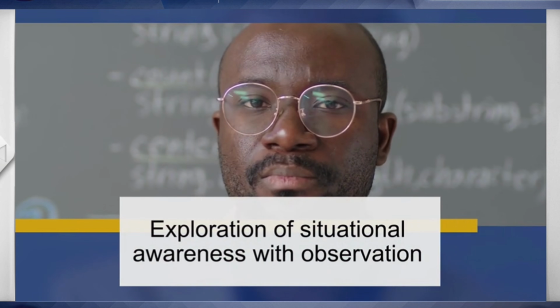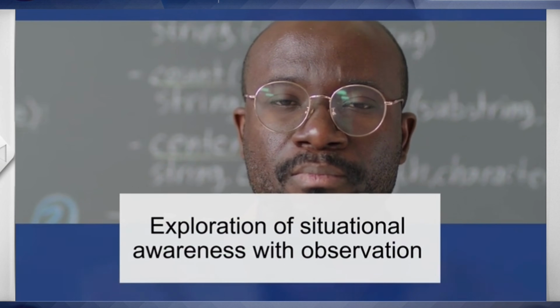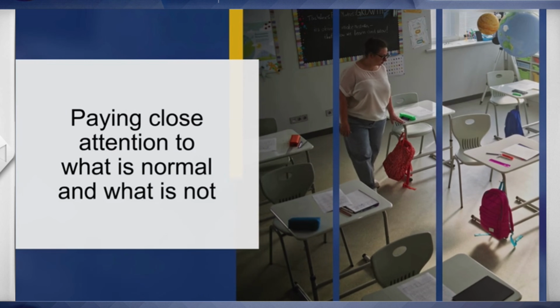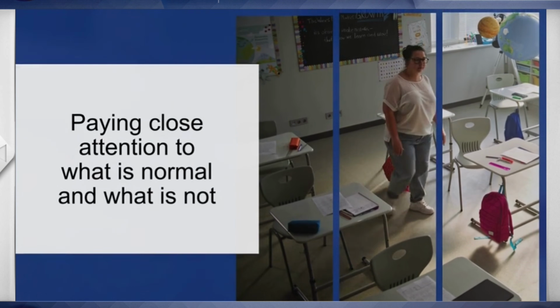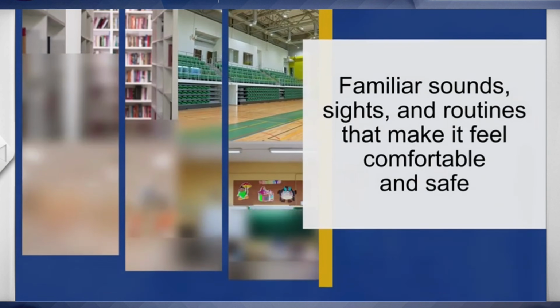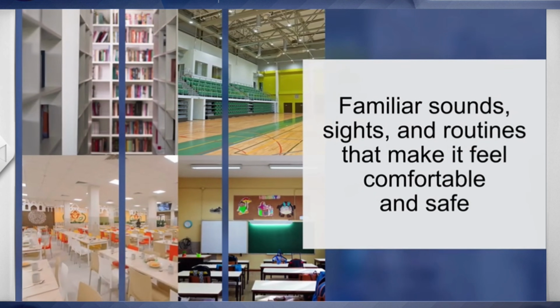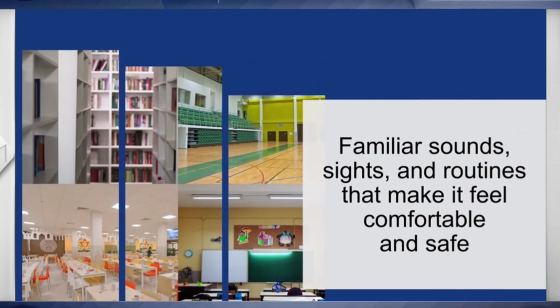We begin our exploration of situational awareness with observation. Observation is about learning to gain an understanding of your surroundings by paying close attention to what is normal and what is not. Every hallway, classroom, and common area in your school has its own rhythm with familiar sounds, sights, and routines that make it feel comfortable and safe.